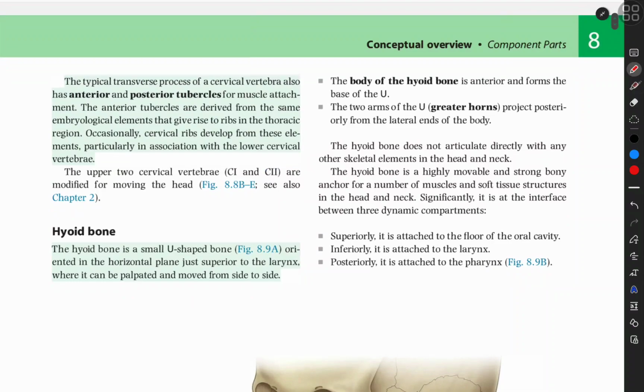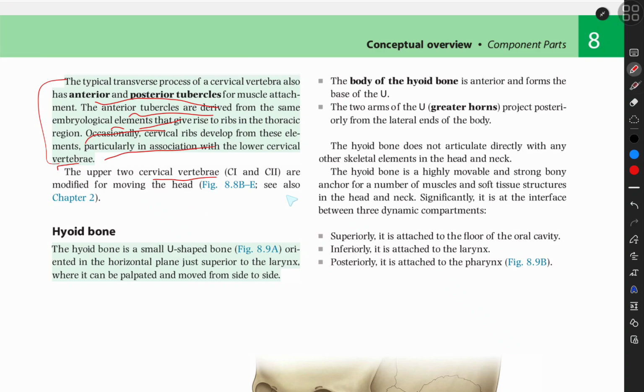Yep. Typical transverse process. Okay. So this green stuff, we are not supposed to know this, but I just read it for fun facts from the clinical practice, not history. Typical transverse process of cervical vertebra also has anterior and posterior tubercles for muscle attachment. The anterior tubercles are derived from the same embryological elements that give rise to ribs in the thoracic region. Occasionally, cervical ribs develop from these elements, particularly in association with the lower cervical vertebrae.